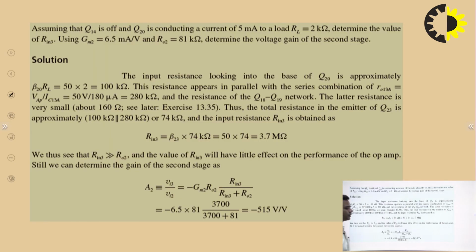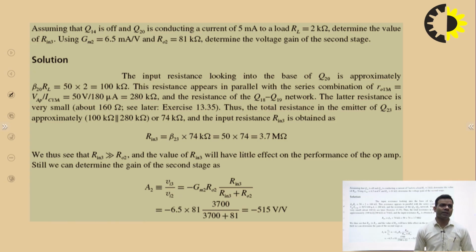Now let us consider one example to find out the input resistance of the third stage, gain, and a few more things. This is not a simple example, this is the actual analysis of the third stage. Actually, at one time either Q14 will conduct or Q20 will conduct.